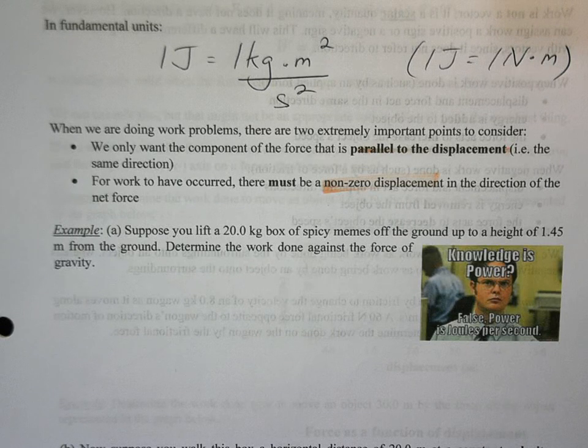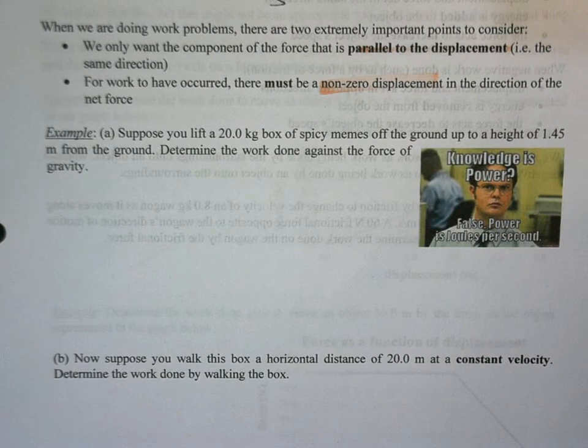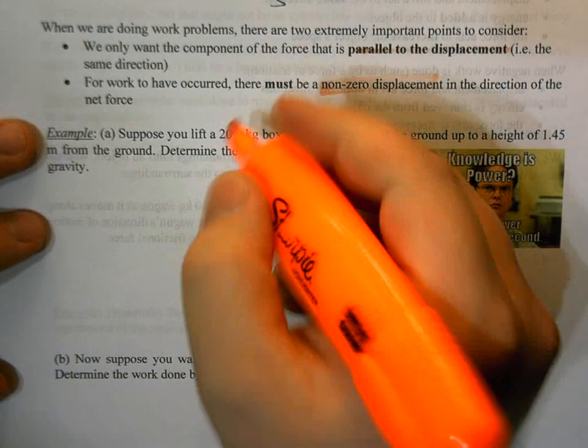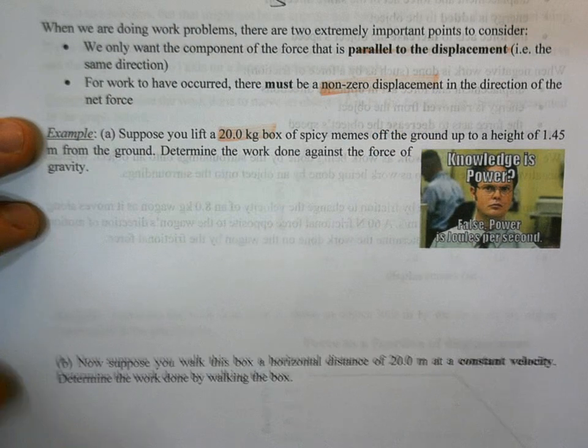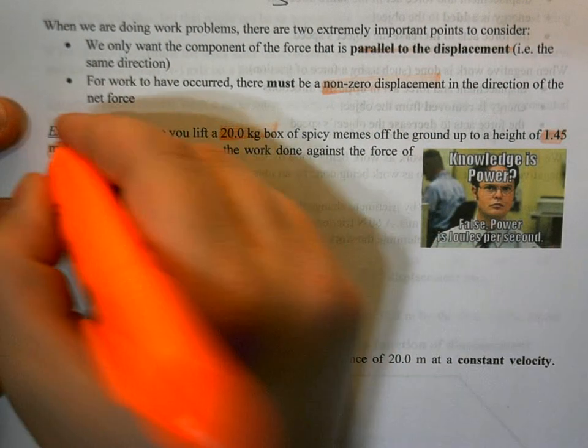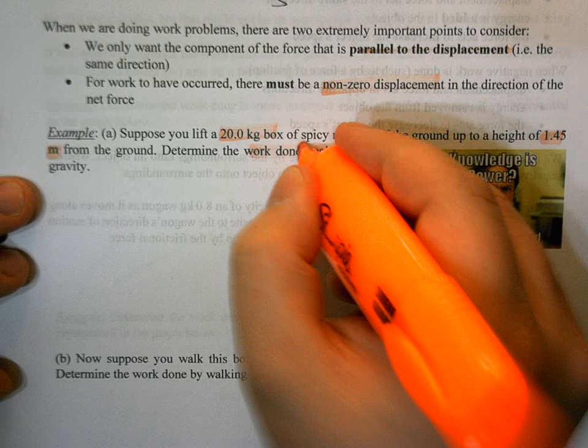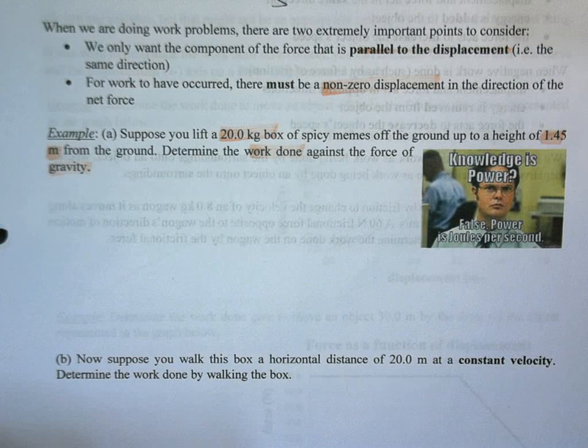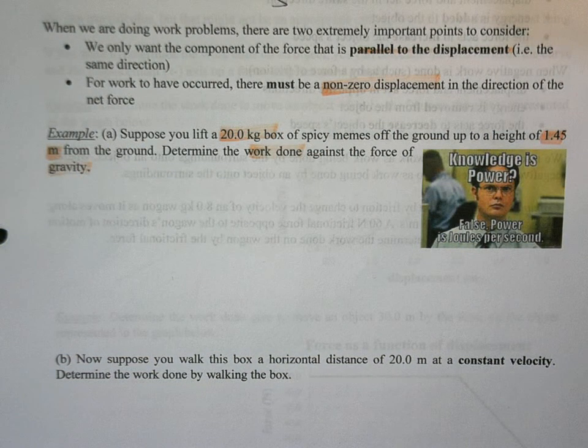So let's look at some simple examples of this. So we lift a 20 kilogram box of, in this case, I guess memes, off the ground to a height of 1.45 meters. We want to determine the work done against the force of gravity. The other thing you're going to see with work is something in physics where we're really careful with the language. We'll usually be talking about the work done on something, the work done against something. So in this case, we're identifying the work that we're doing against a particular force. We have to overcome the force of gravity.